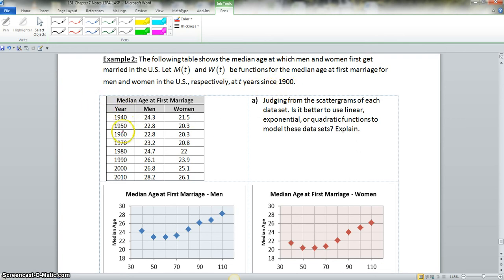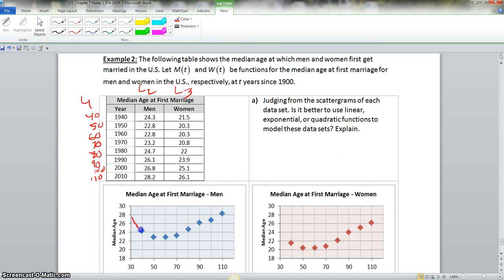So we know our L1 here would be 40, 50, 60, 70, 80, 90, 100, and then we will have 110. Now this is our L1 for the years, and then we know that men would be L2 and women would be L3. So we will put all this data in. It says, judging from the scattergrams of each data set, is it better to use linear, exponential, or quadratic functions to model these data sets?